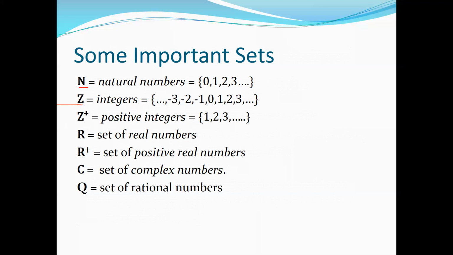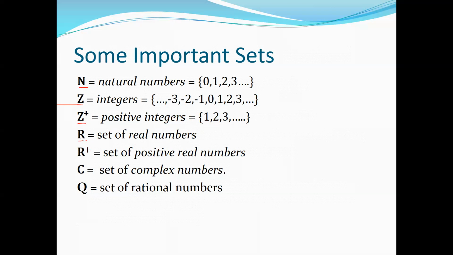So starting from infinity, dot dot dot, it's continuous from -3, -2, -1, 0, 1, 2, 3, and so on. So this is the set of the integers represented with Z. Z plus is the symbol to represent the positive integers, starting from 1, 2, 3, and so on. These all are the positive integers.